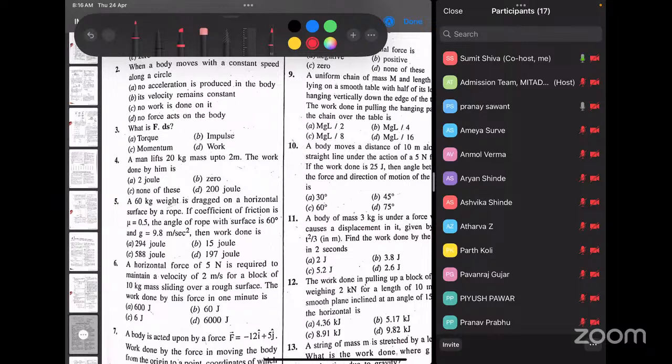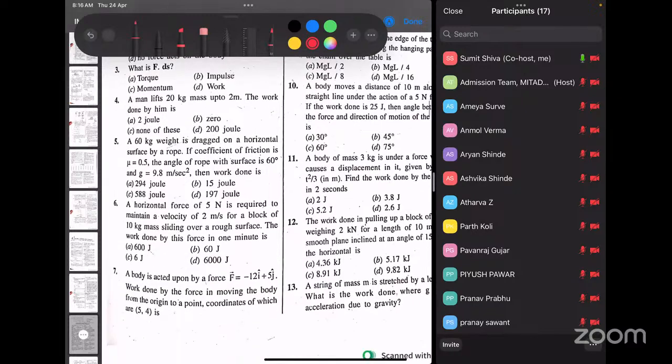What will be the answer for question number 5? A 60 kg weight is dragged on a horizontal surface by a rope. If the coefficient of friction mu is 0.5, and the angle of rope with surface is 60 degree, and g is 9.8 meter per second square, then work done.